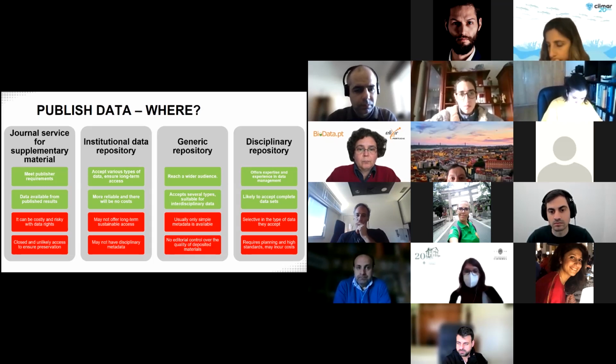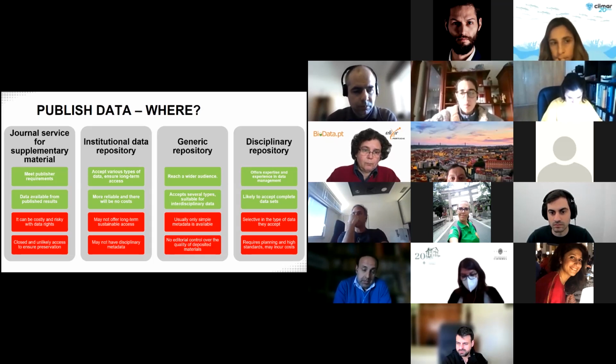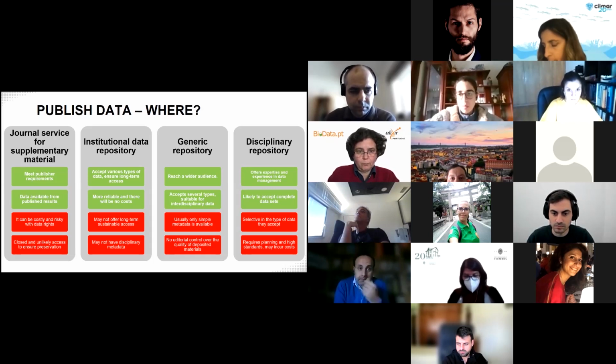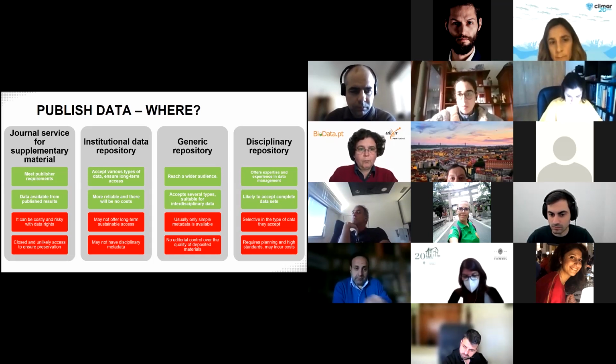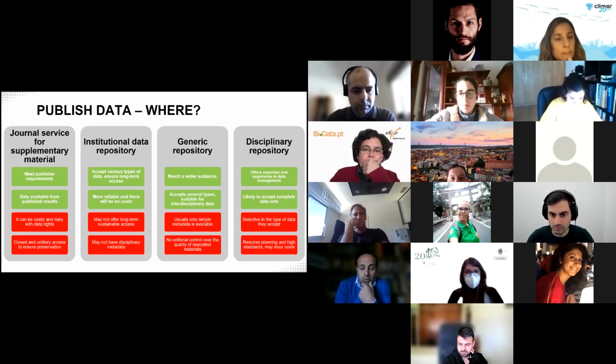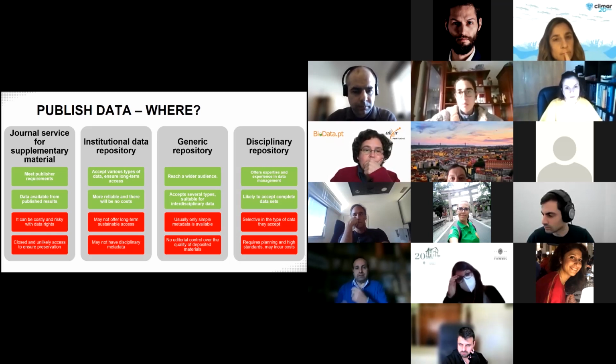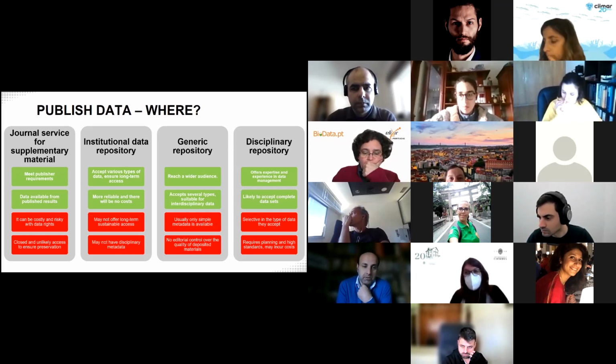Okay, and this is common for some of you. With this, we can easily meet publisher requirements. We can make data available close to the published outputs. Okay, but there are some cons. So we can see it here in red. It can be costly, or we can risk a bit the data rights. We may pass some of the data rights to the journal service. It depends on the policies they have.